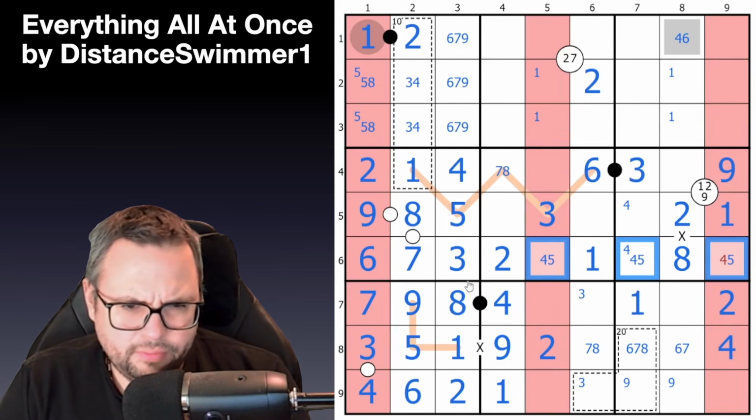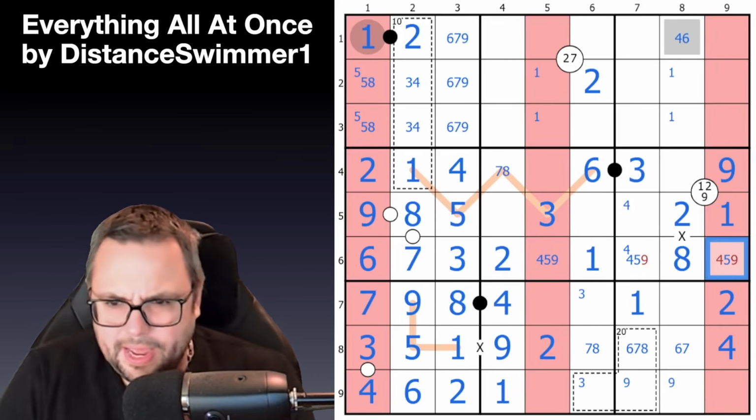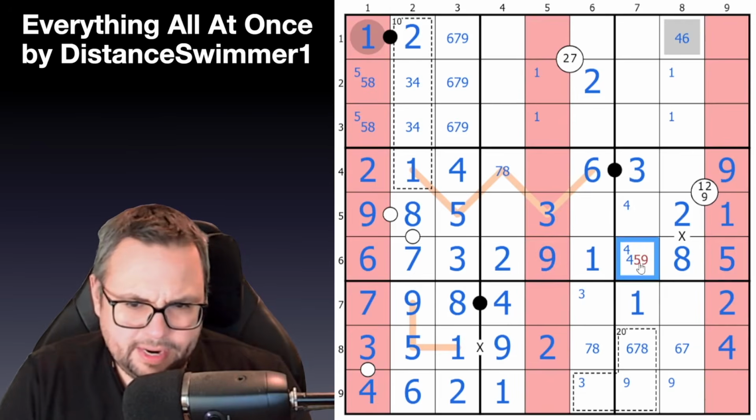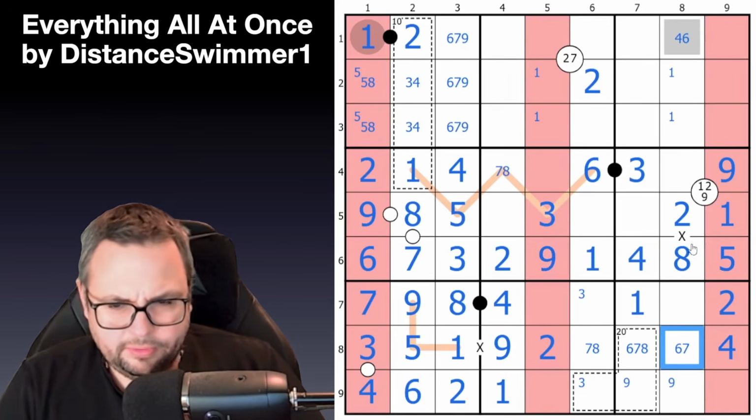These are 1, 2, 3, 4, 5, 6, 7, 8, and 9. So this is a naked 5, I see, which then makes that a 9 and that a 4. Okay. Filling in that row was a good use of time, it turns out.